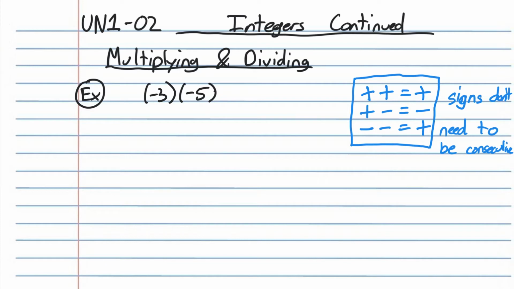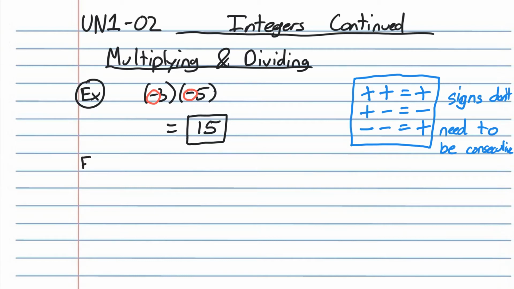Okay, so looking at this question, it's -3 times -5. Remember, for multiplication, those signs do not have to be consecutive. They don't have to be next to each other. So you can see a negative number times a negative number is going to give us a positive number. So 3 times 5 gives us 15. And because two negatives multiply to a positive, our answer is just positive 15. And we're done. Keep in mind, those signs do not have to be next to each other like they do with adding and subtracting.